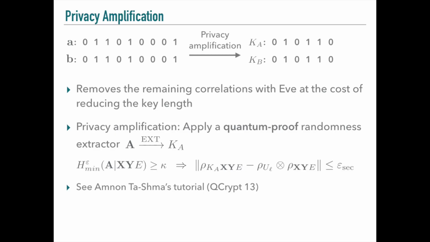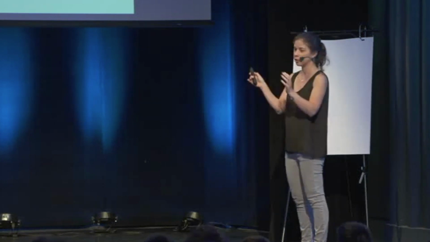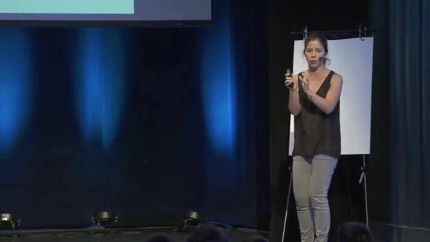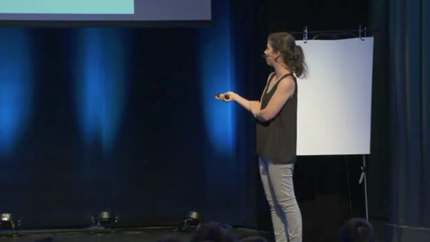Okay, so this is the error correction and the privacy amplification. This is basically the step where, now that Alice and Bob have the same raw data, they need to make sure that Eve doesn't know anything about the final key. So this is the privacy amplification step. It removes the remaining correlation with the adversary at the cost of getting a shorter key. So we kind of squeeze things together. This is done using what is called a quantum-proof randomness extractor. This is a classical function that takes us from A to the final key. The important thing about this function is that if we have enough entropy, then we get this kind of trace distance, which means that we are indeed getting something close to the ideal key, and Eve doesn't know anything about it. For more information, there was another tutorial at QCrypt 2013 by Arnon-Friedman, so you can learn more about quantum-proof extractors.